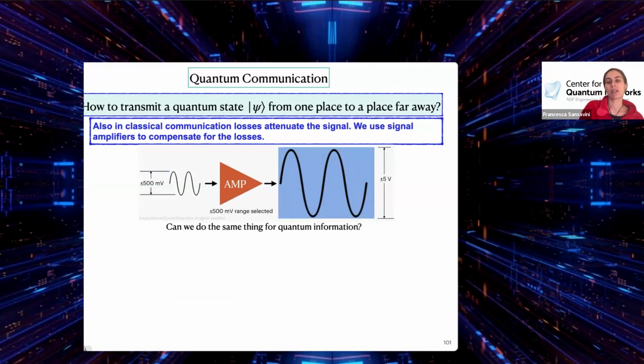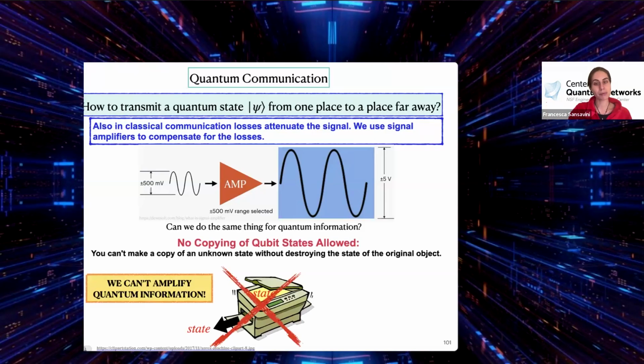Now, can we do something similar for quantum information? Can we use a quantum amplifier to amplify quantum information in our photons? Turns out that we can't, because it's not allowed for us to make a copy of an unknown quantum state without destroying the state of the original object. So we can't amplify quantum information as we would do with classical information. We can't copy arbitrary unknown qubit states.